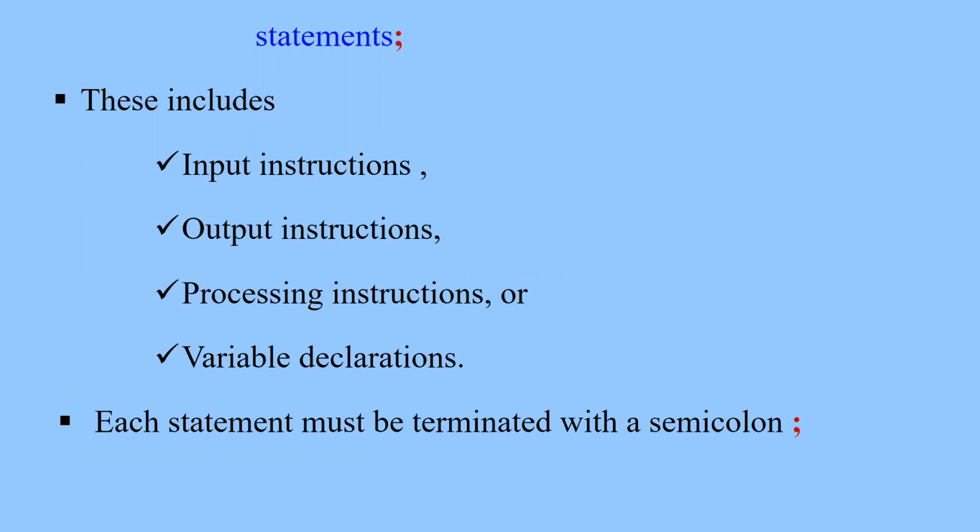Each statement must be terminated with a semicolon. My dear students and the rest of the learners, kindly note that any statement in C must be terminated with a semicolon, indicating the end of that instruction, so that the compiler can know that is the end, do what is required, and then move on to the next statement. So every statement in C is terminated with a semicolon.